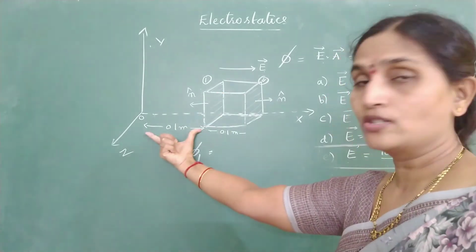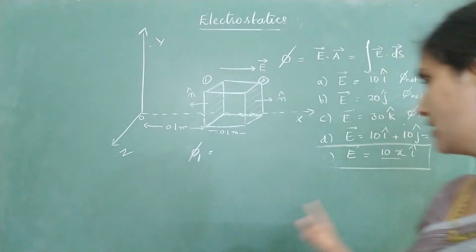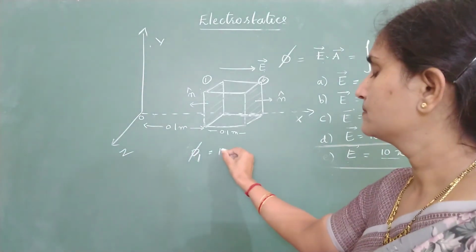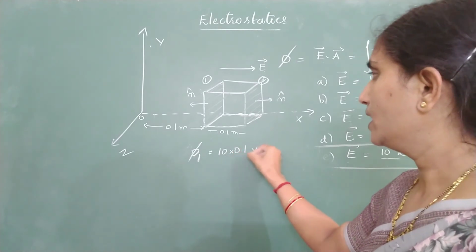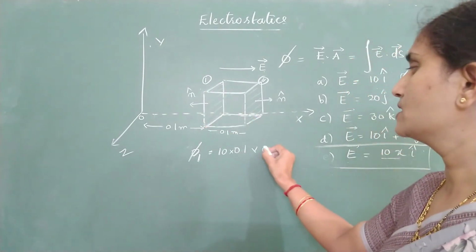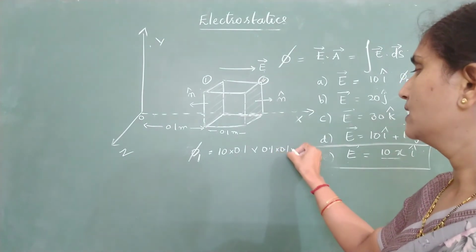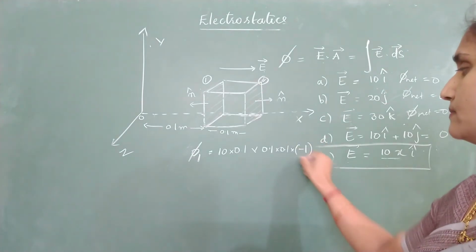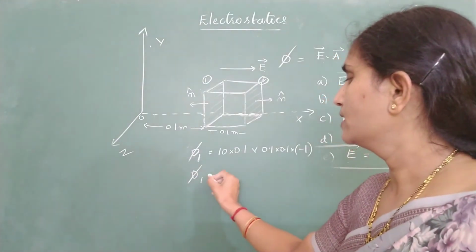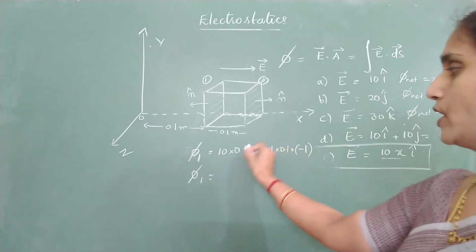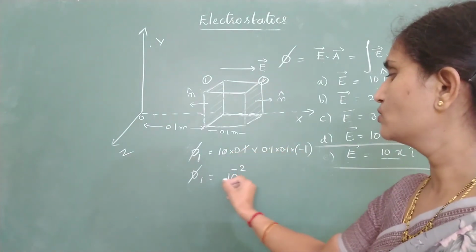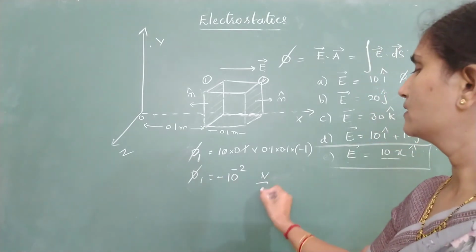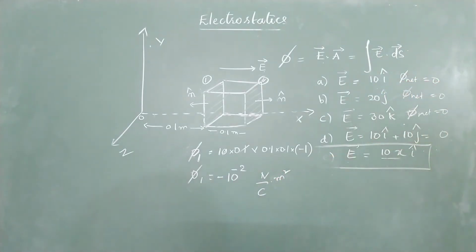The electric field at a distance of 0.1 meter from the origin, x is 0.1, so 10 into 0.1, into the area of this portion, 0.1 into 0.1. The angle between the electric field and the area vector is 180 degrees, so cos is minus 1. So phi 1 is equal to minus 0.1 into 0.1 into 0.1. I will write it as minus 10 power minus 2 Newton per Coulomb into meter square.